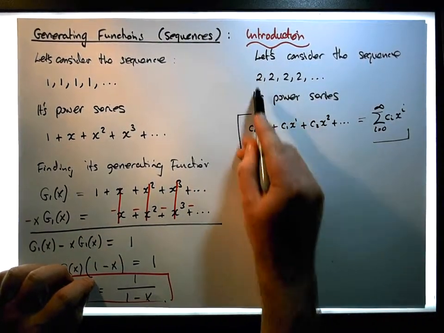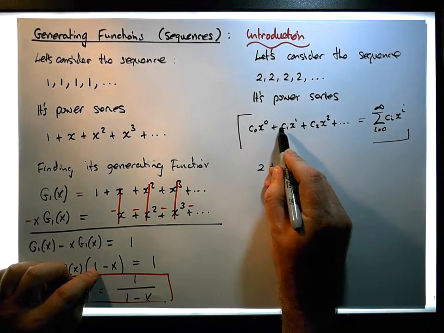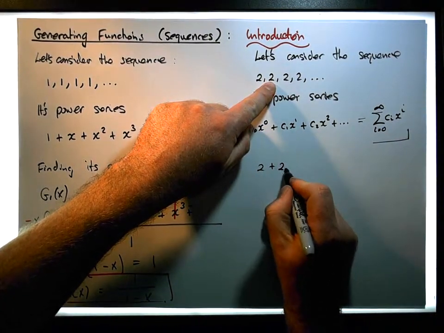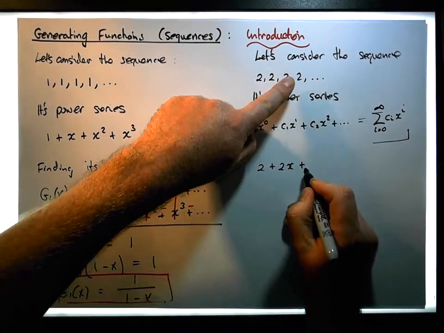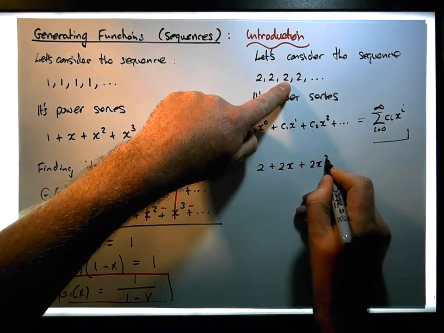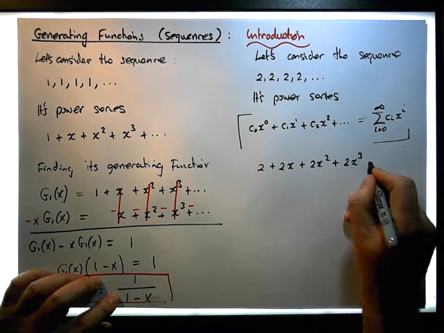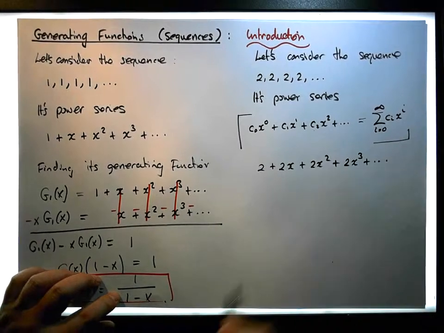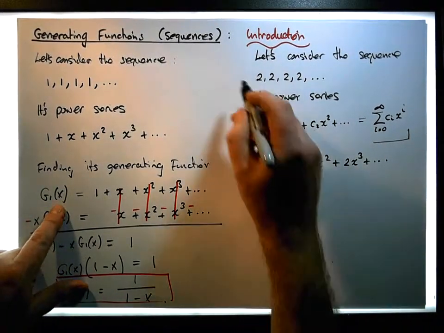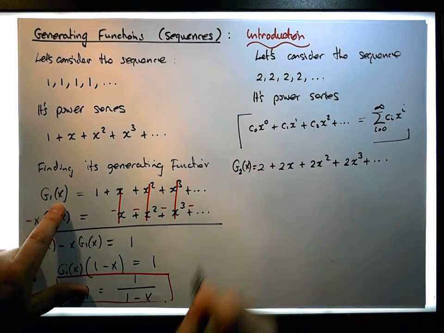So the first term is going to be 2 plus the next term, which is 2 times x to the 1, so 2 times x, plus the next term, coefficient also 2, so 2 times x squared, plus the next term will be 2 times x cubed. Okay, and so on and so forth. And once again, let this equal g of x. Let's call this our second function, g2 of x, equal to this.